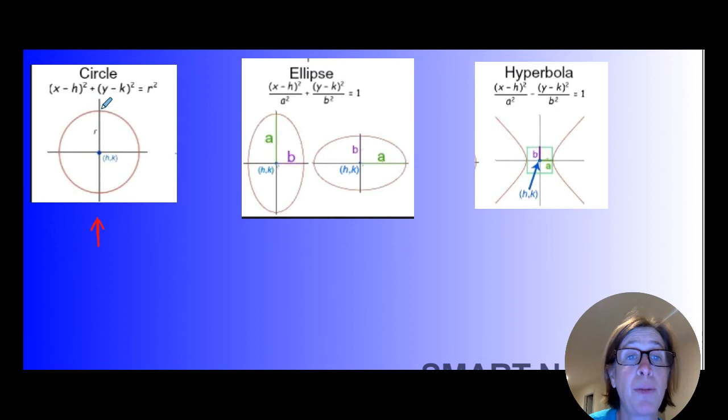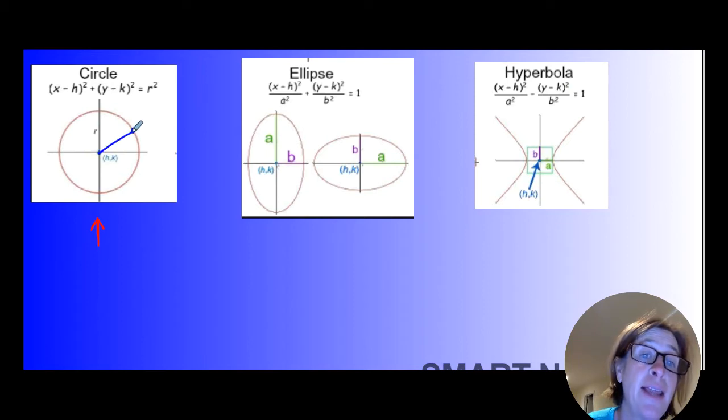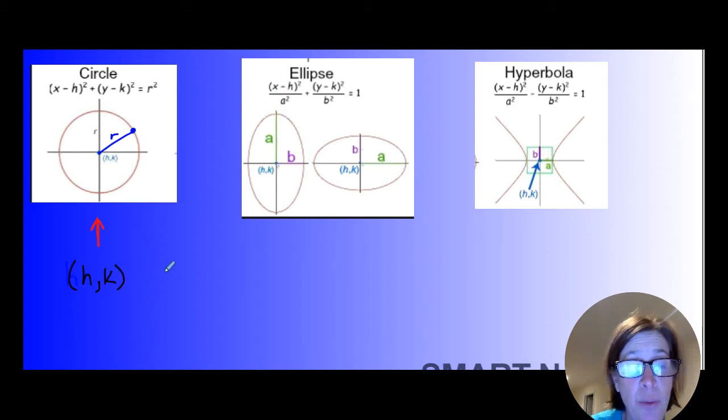x minus h squared plus y minus k squared equals r squared. Now remember, a circle is a set of points the same distance away from a point called the center. That distance is called the radius, and it's equal all the way around. In this equation, x minus h squared plus y minus k squared equals r squared, (h, k) would be your center, and your radius would be r, not r squared, so always be careful of that.